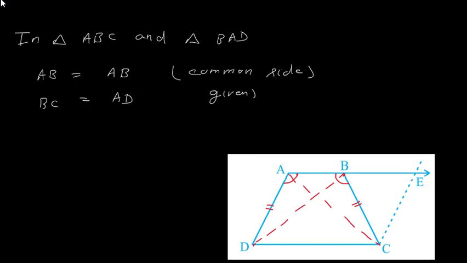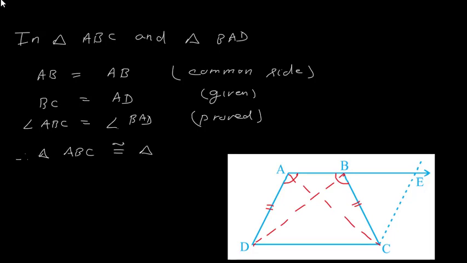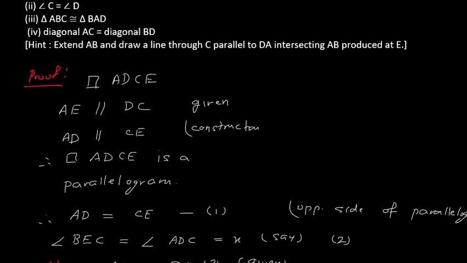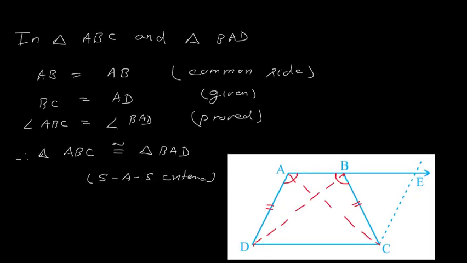This is given. And angle ABC is equal to angle BAD. We have proved. Therefore, triangle ABC is congruent to triangle BAD. By side angle side criteria, we have proved that these two triangles are congruent. And last, we have to prove that diagonal AC and diagonal BD are equal. So, once we proved that these two triangles are congruent, therefore AC is equal to BD. They are corresponding parts of congruent triangles.